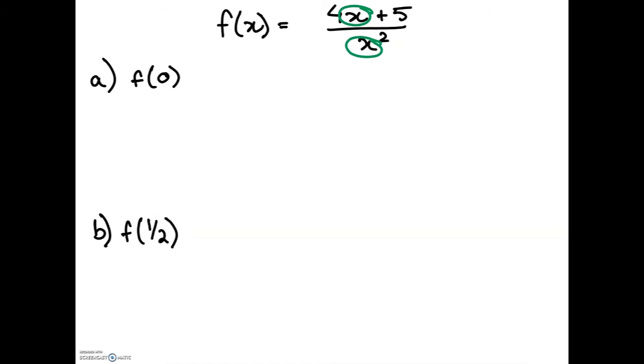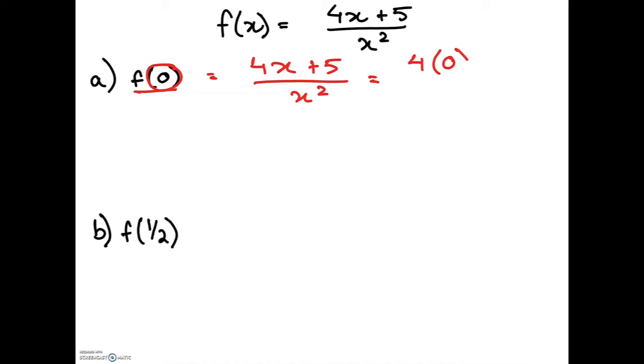So let's do that. First, we're going to take f of 0, and we're going to substitute whatever's in the bracket. So we have 0 inside of the bracket. So if it's 4x plus 5 over x squared, you're just going to substitute 0. So 4 times 0 plus 5 over 0 squared. So then 4 times 0 plus 5 is 0 plus 5 over 0, and you know that nothing can be divided by 0. That's a rule of thumb.